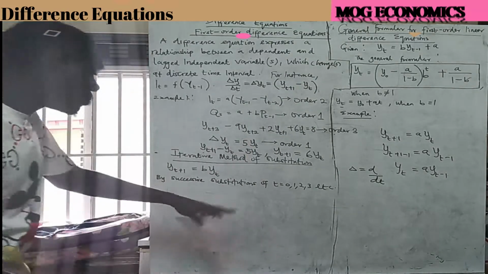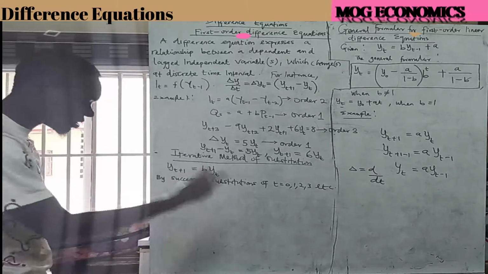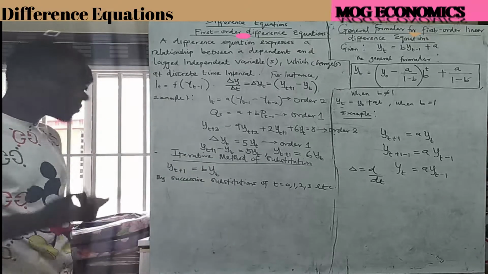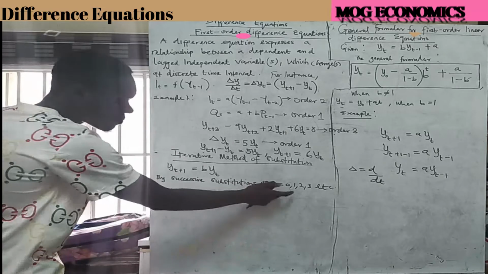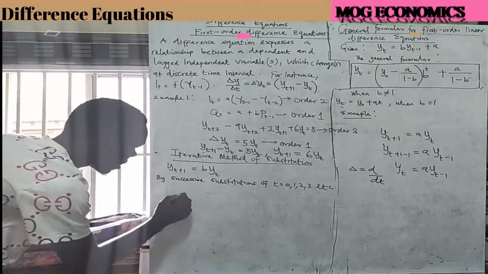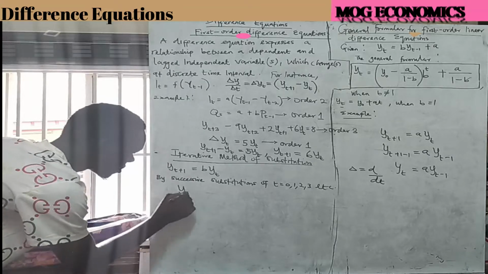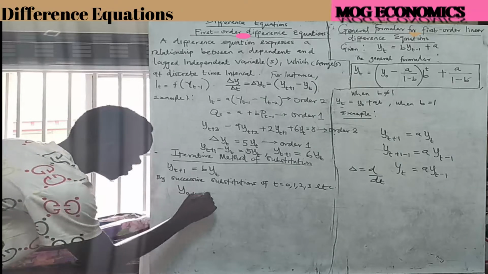So here, by substitution, we do a successive substitution, or what we call recursive substitution. We substitute for the first time period, which is 0. We substitute it here, and we have this equals 1.